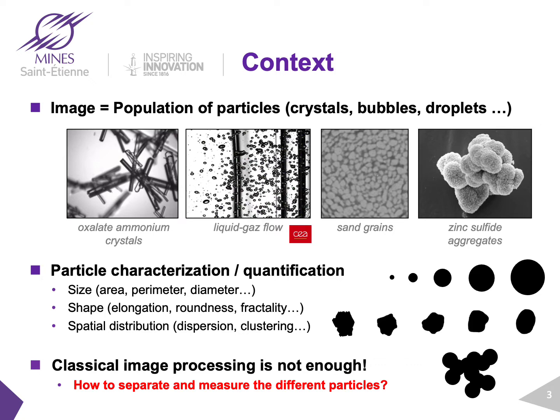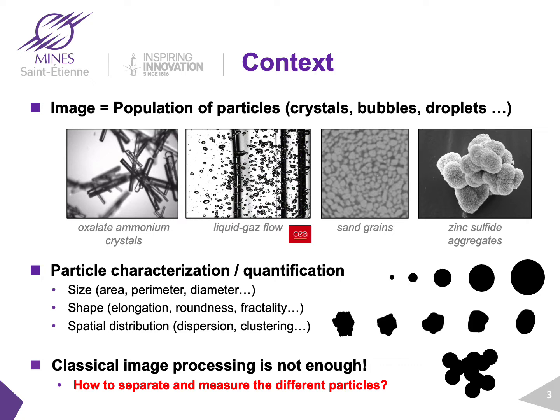So when we have these 2D images, the main objective is to characterize, to quantify the particles. So we speak about size, for example, with some characteristics such as area, perimeter, diameter, and so on. We speak about shape independently from the size. So we're interested in the elongation, roundness, fractality of the particles, and also the spatial distribution, just to know if the particles are homogeneously dispersed or if they are in clusters, which can be very useful when you try to analyze some aggregates, for example.